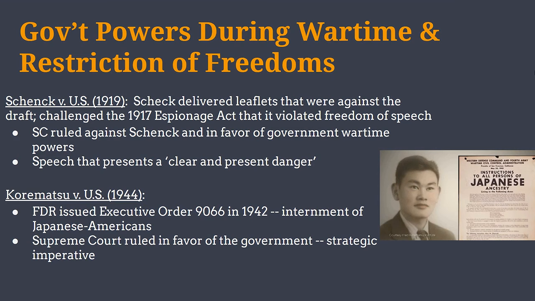Next, we jump to World War II and Executive Order 9066, which ordered the internment of Japanese living on the West Coast, some of whom were citizens. Everything was taken from these Japanese Americans as they were forced to live in internment camps. Fred Korematsu sued the government, saying it was violating their basic rights. However, the Supreme Court ruled in favor of the government, citing the strategic imperative of the order during wartime.